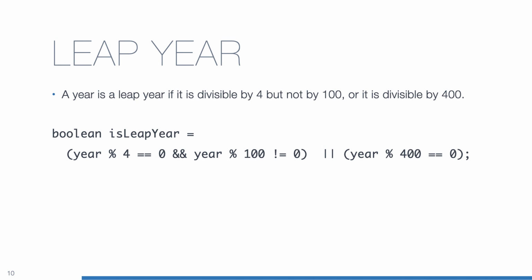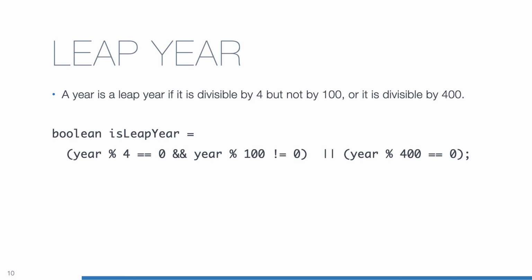We want it to be divisible by 4, and we want it to be not divisible by 100. So if the left side, year mod 4 equal to 0 is true, that means it's divisible by 4. If the right side, year mod 100 not equal to 0 is true, that means not divisible by 100. And so both of them being true is the result we're looking for, and we want it to evaluate to true if they're both true. So we use the AND operator, because that's the only time that it'll be true is if both the left and the right are true.